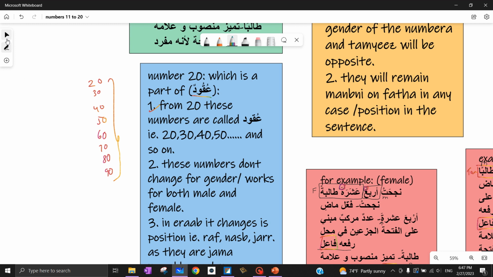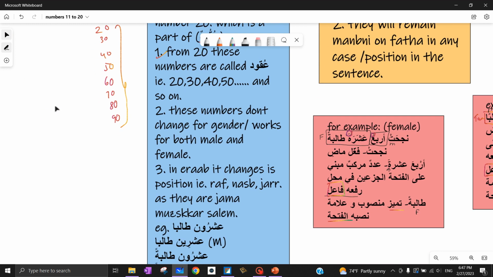Now if I tell you that we have, for example, 20 female students, so what will you write? If I give you 20 female students, how will you write it? So first you will write 20. Let's say 20 female students came. So what will you do?